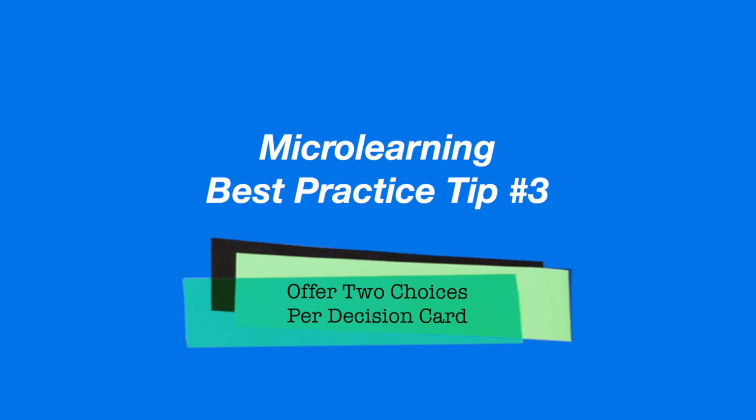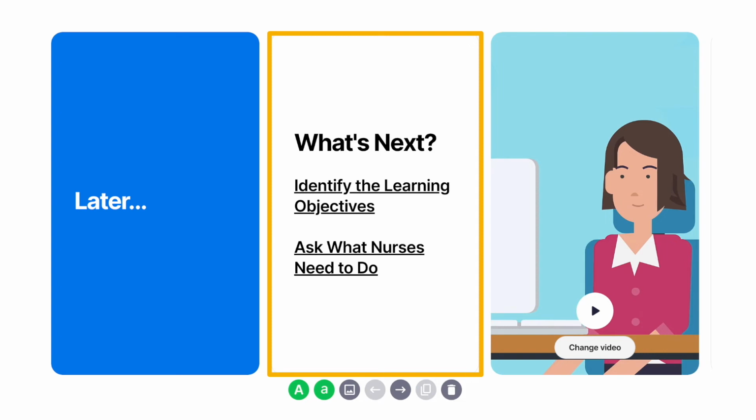Tip number 3. For branching scenarios, offer 2 choices per decision card. To keep it simple, I only included 2 choices on each decision screen. Remember, 7 taps limits the amount of text you can put on each card, so it's best to offer only 2 choices, or maybe 3 choices at most. If you offer 3 choices, your branching will get a lot more complicated, so if you're new to 7 taps, I'd recommend starting out with 2 choices max.